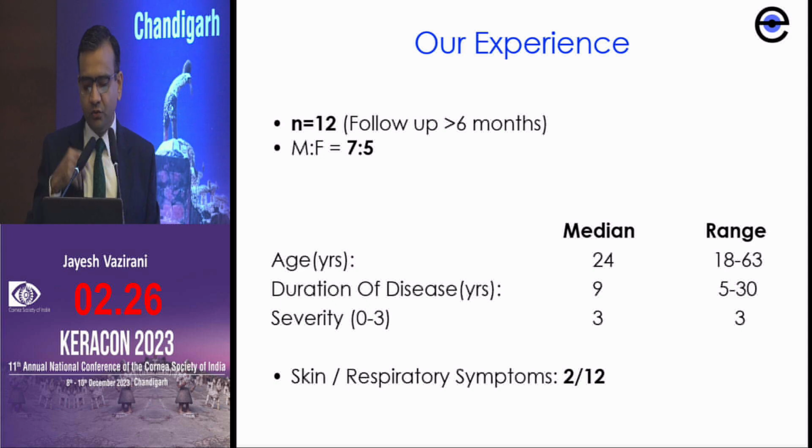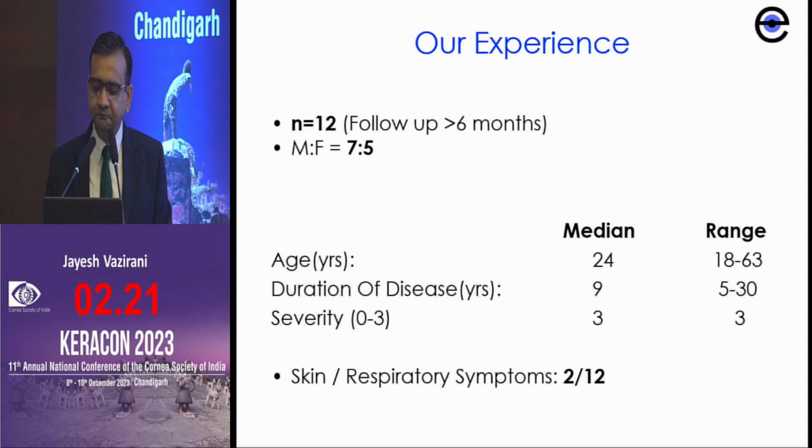So we now have 12 patients with a minimum follow-up of 6 months after initiation of therapy, about equal male and female. And you'll see that the median age is 24. The median duration of disease is 9 years. So they've had disease ranging from 5 years up to 30 years. And the severity score, so quiescent was 0, and then you have mild, moderate, and severe and blinding diseases clubbed as 1 into grade severity score 3. So all of these had the highest possible severity score at initiation of treatment.